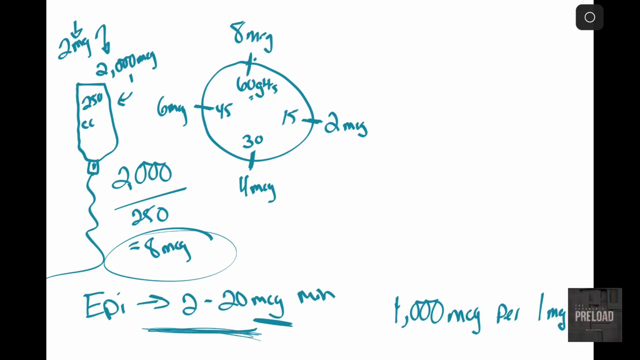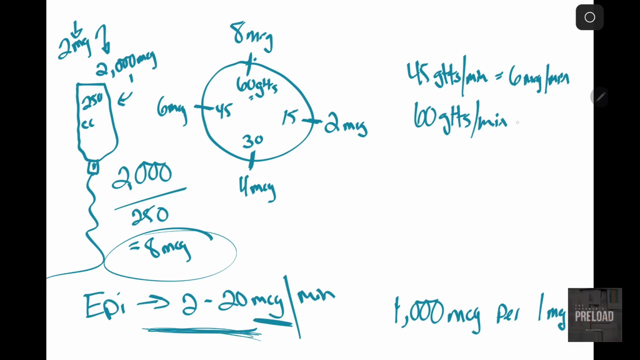So if I have determined with my dose that I want to give 6 micrograms per minute of epi, well, how many drops is that? According to my clock, 45 drops per minute equals 6 micrograms per minute. If I want to give the full 8, then 60 drops per minute equals 8 micrograms a minute. And of course, that goes for 4 is going to be 30 and 2 is going to be 15.